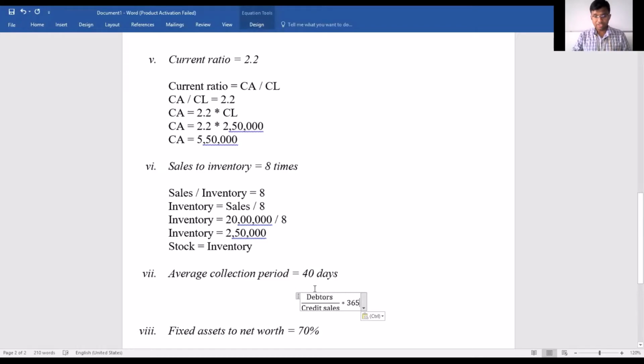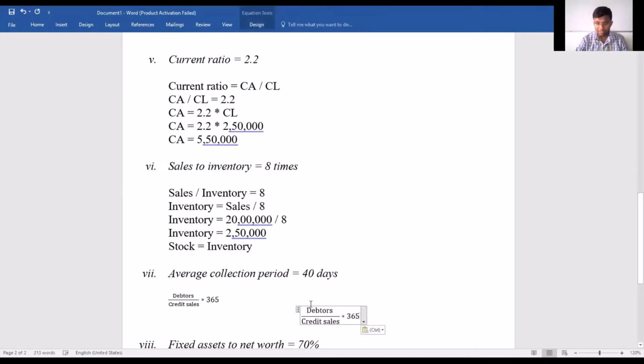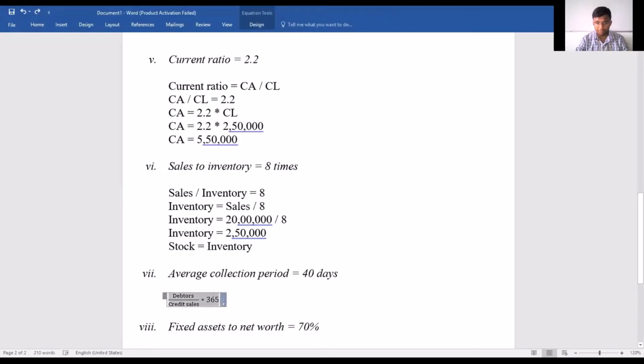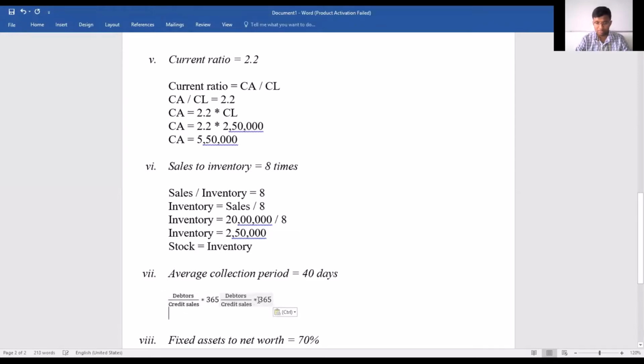So here is the average collection period's formula. Now you could express it in different ways. If you express it in terms of days, the formula is debtors divided by credit sales into 365. Another way that the average collection period could be expressed is in terms of months. If it's expressed in terms of months, instead of 365, this will be 12.